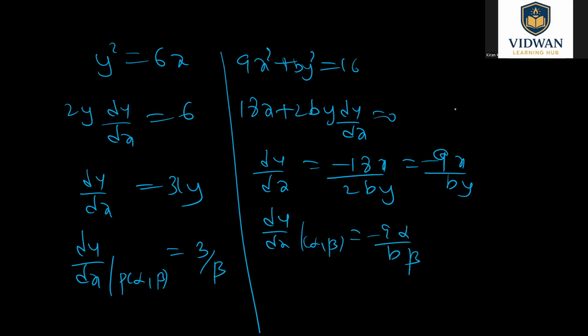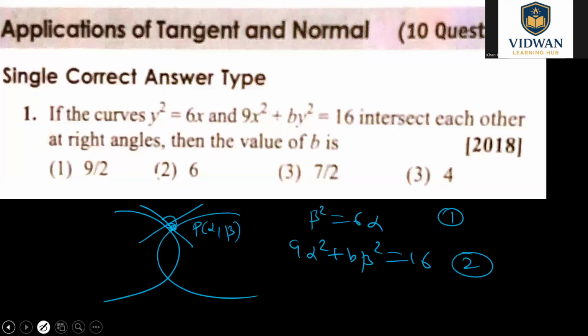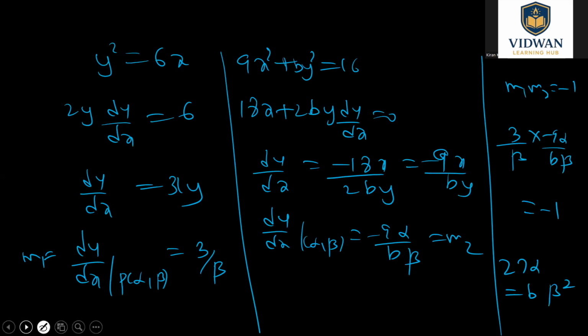And since the curves are orthogonal, m1 m2 is -1. So say this is m1 and this is m2. m1 m2 is -1. So 3 by beta into minus 9 alpha by b beta equal to -1. You can cancel the minus on both sides. Then you are going to get here 27 alpha equal to b beta square. Okay, and we already had two conditions. So we'll solve all the three together.